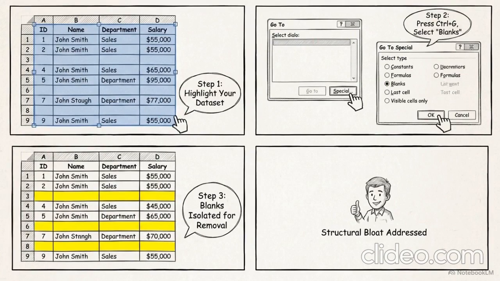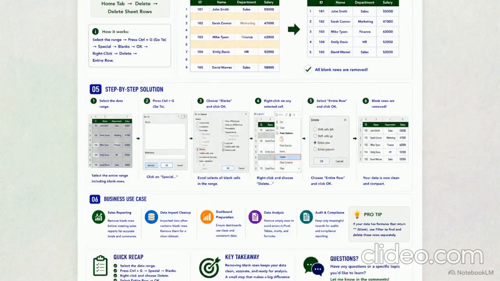Step 1 is addressing our structural bloat by removing blank rows. To isolate these empty gaps immediately, just highlight your dataset, press Ctrl+G to open the Go To Special menu, and select blanks. Looking at this Delete menu, you'll see a crucial choice. You must select Entire Row here. If you only delete the empty cells and shift the remaining ones up, your data will become completely misaligned.